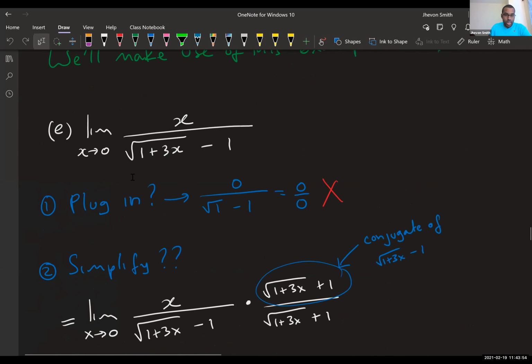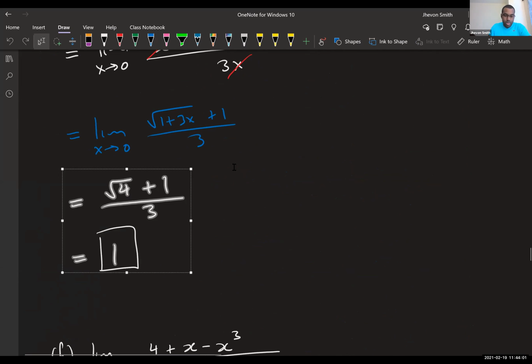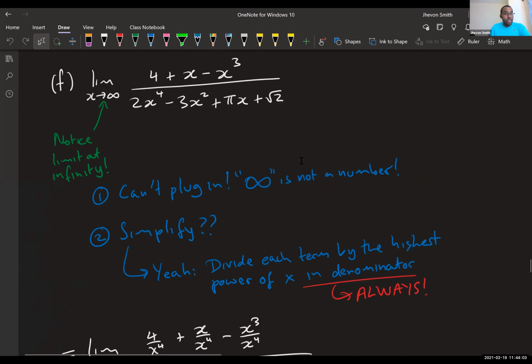Here was one, couldn't plug in because division by 0. Simplify, how do you simplify? Well, multiply and divide by the conjugate, of course. That is something that we know. And then we got somewhere where we could plug in. Awesome. This one is leading into what I'm going to start talking about today.